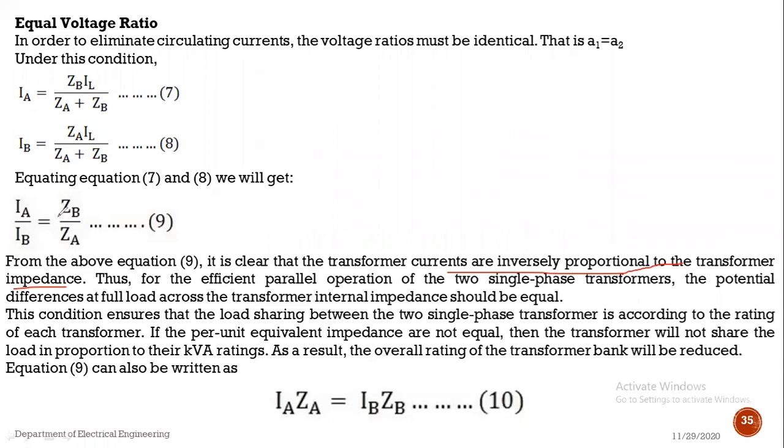IA is inversely proportional to ZA, and IB is inversely proportional to ZB. That means the current shared by each transformer is inversely proportional to their respective impedance.